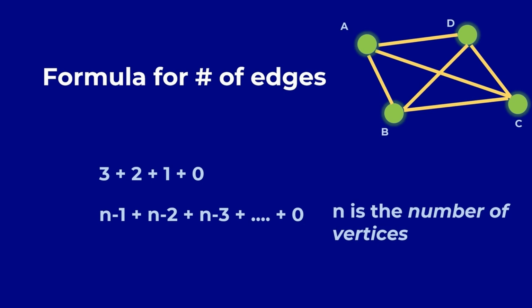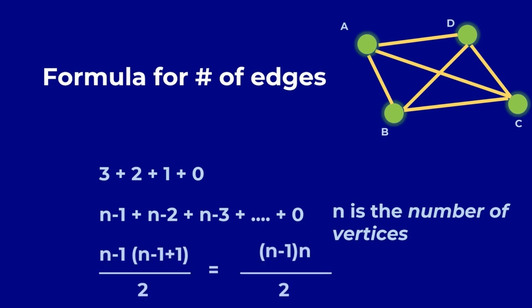You might recognize that there's a way to simplify the sum of this arithmetic sequence. The number you begin with times the number plus 1 divided by 2. So in our case, n-1 times n divided by 2. If you're not sure how I got this, stay tuned for a video on Gaussian summation. The important part for now, however, is just knowing this formula to calculate the total number of edges in a fully connected graph.